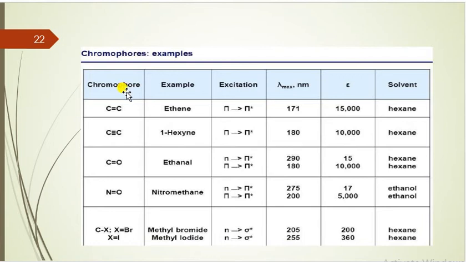These are a few examples of chromophores where we can find the presence of a pi bond, that is carbon double bond carbon. Examples are ethene and 1-hexene. Then there is a ketone group, or nitromethane, methyl bromide or methyl iodide, which have a halogen, where we can see different kinds of excitation, that is pi to pi star excitation or n to pi star excitation, in different kinds of solvents, that is hexane or ethanol. So these are some examples of chromophoric groups which have an ability to absorb the radiation.